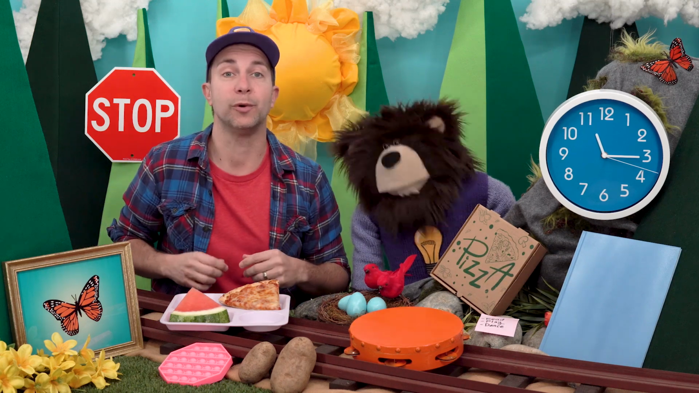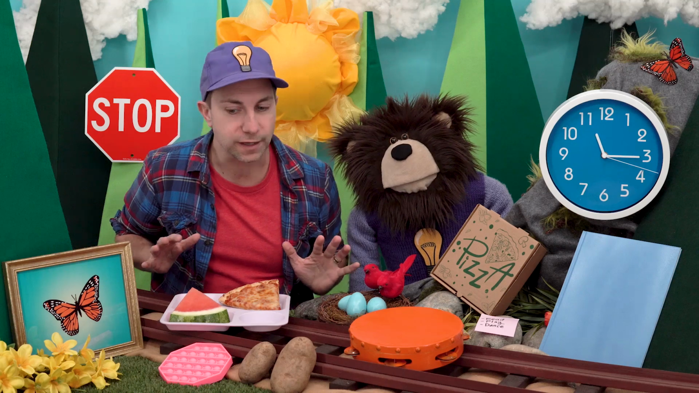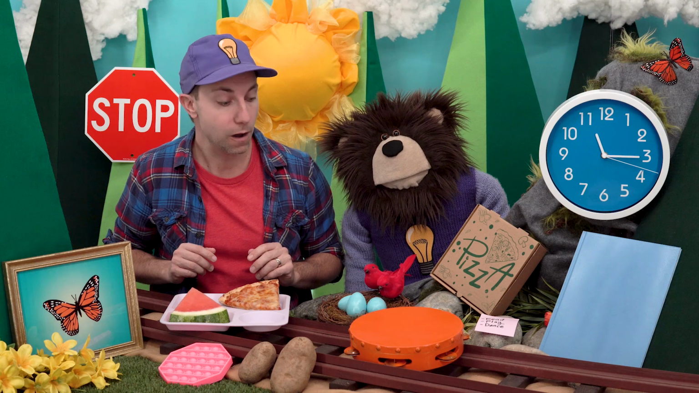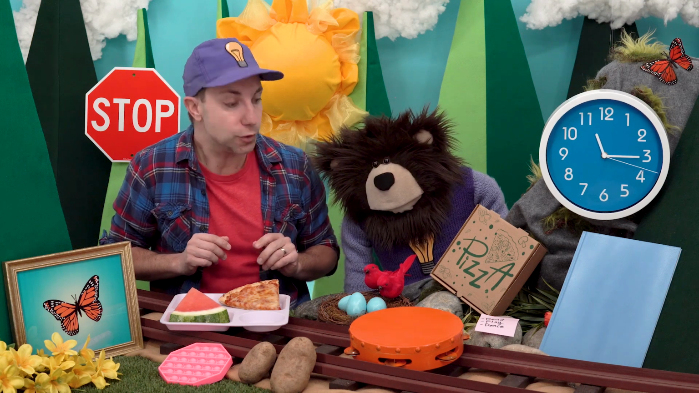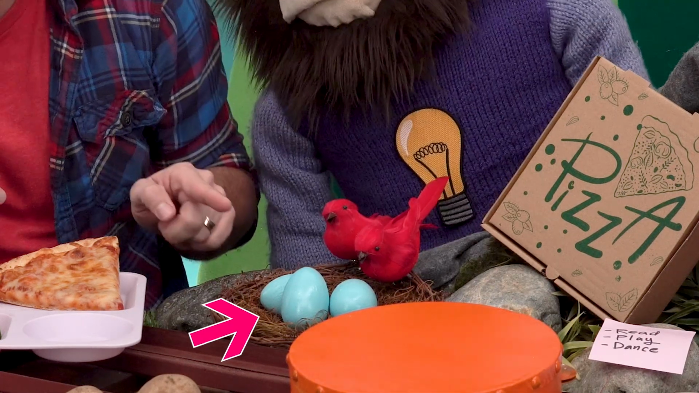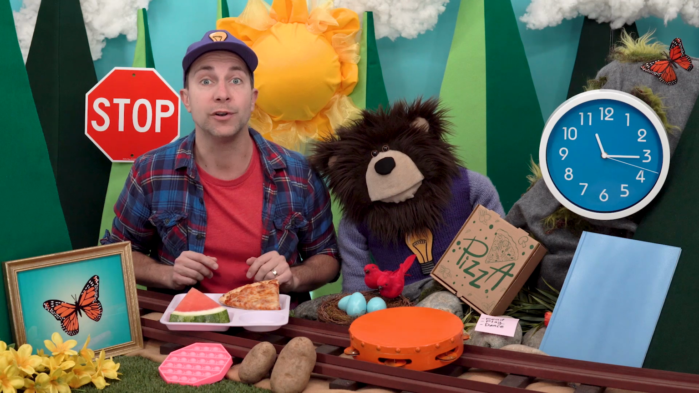The fifth shape we are going to try and find is an oval. Do you see an oval in any of these objects? Oh, look at the two little red birds. And look what is inside their nest. I see 3 eggs that are in the shape of an oval.